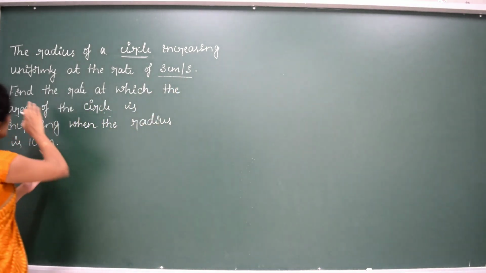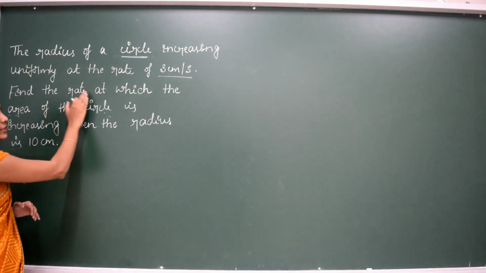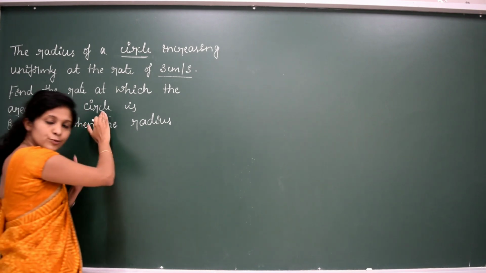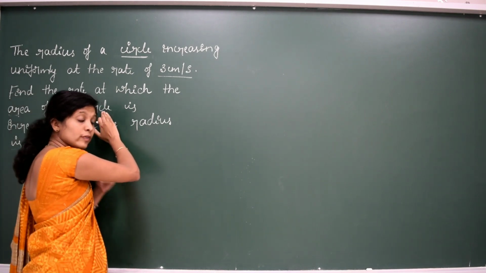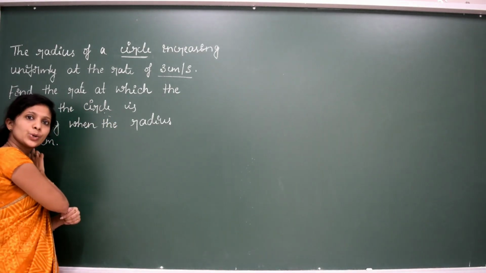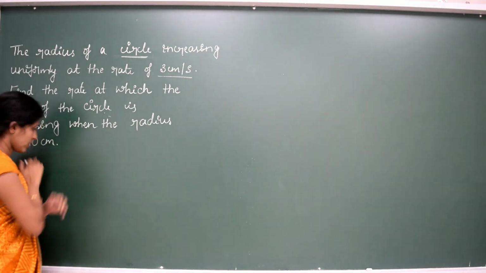Now what do you have to find? Find the rate at which the area of the circle is increasing, that is, the rate of change of the area of the circle with respect to time t, when the radius r is equal to 10 cm. Okay, we'll start this one.